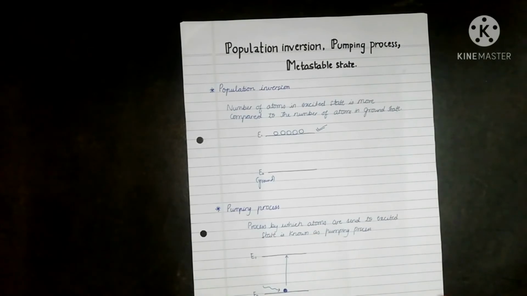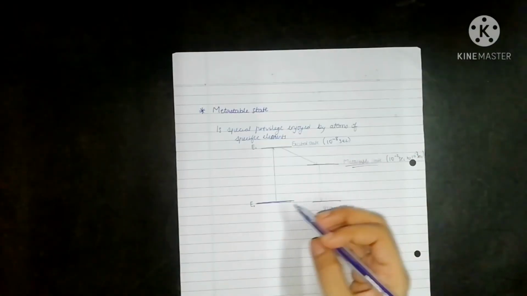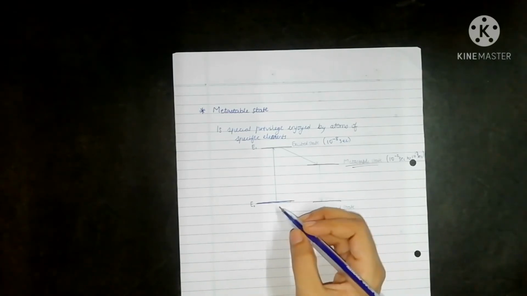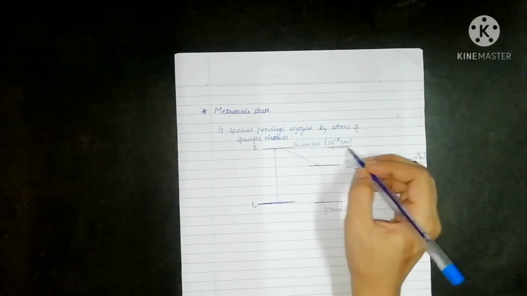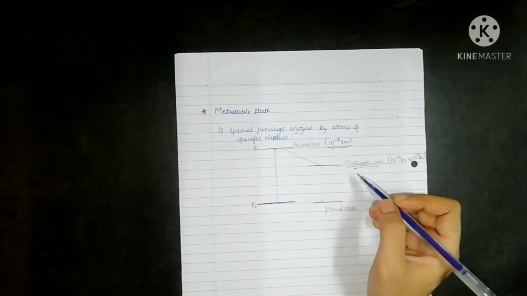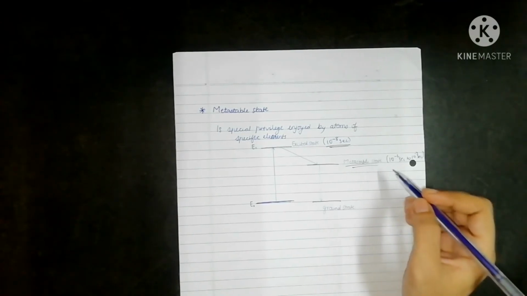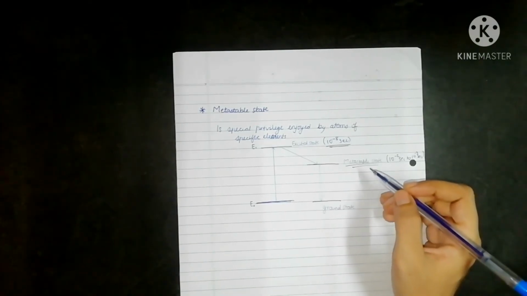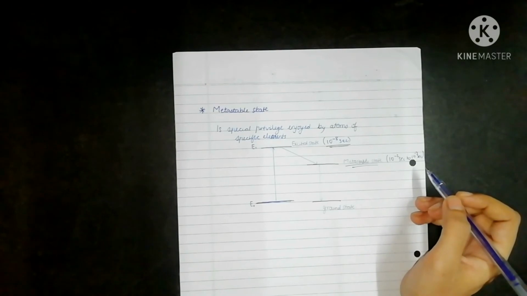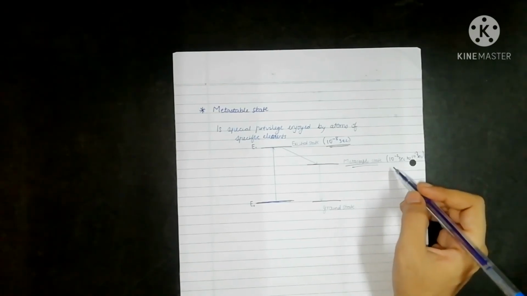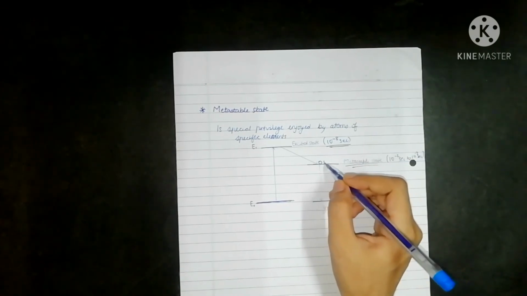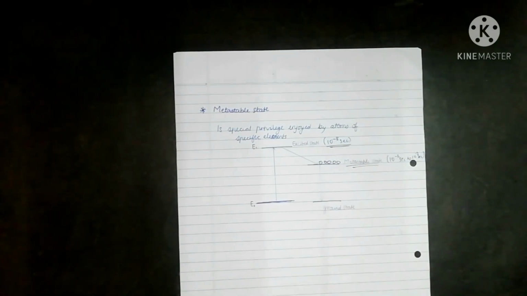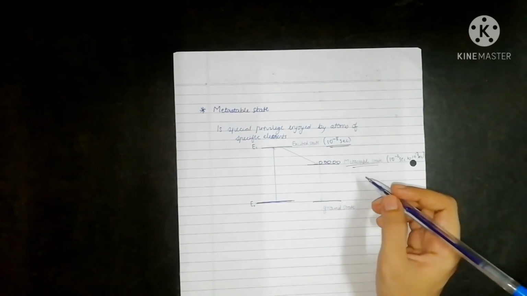Moving ahead to the last term, that is metastable state. The atom was in the ground state, it gains energy and it moves to the excited state, where it stays for this much of time. Next it will come to the metastable state. Here at the metastable state, it will stay for a pretty long time, that is for 10⁻³ seconds. Now this is more as compared to 10⁻⁸ seconds. So we can say more atoms are present in the metastable state and population inversion has occurred.